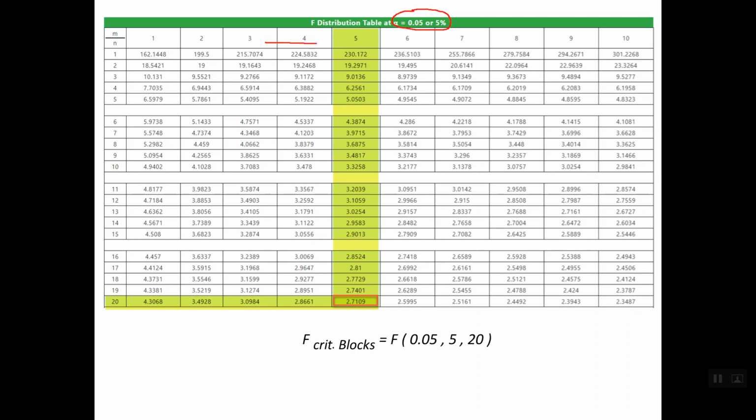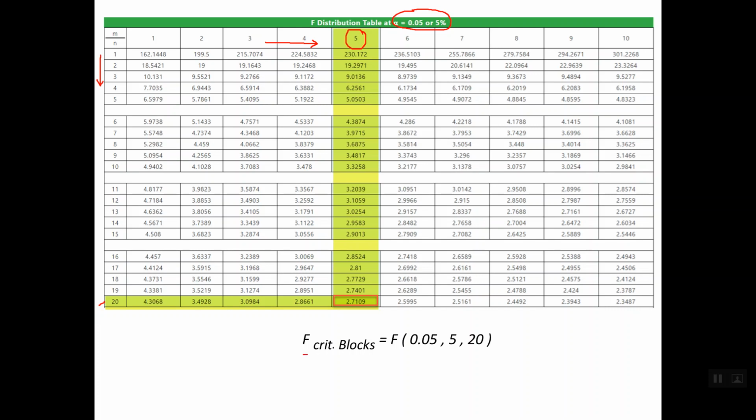In this row, the value of the degree of freedom for the blocks is equal to 5. And in this column here, the second value of the degree of freedom is the degree of freedom for the error, which is 20. So the intersection between these two values of the degrees of freedom is the value of the F critical, which is 2.7109.